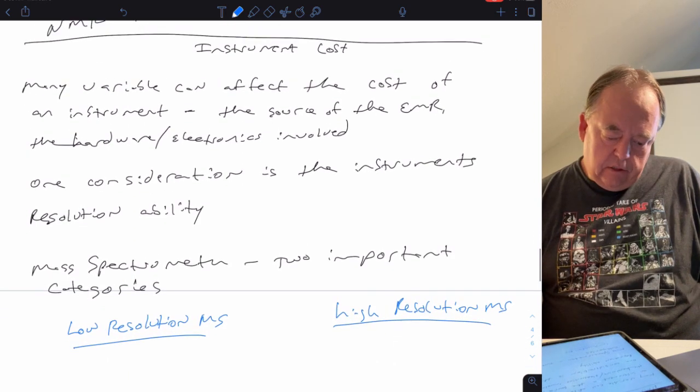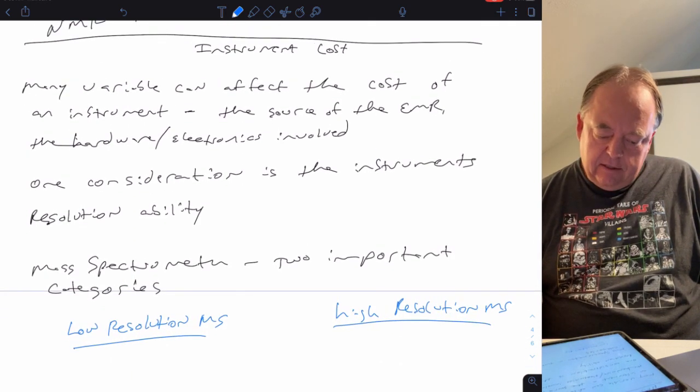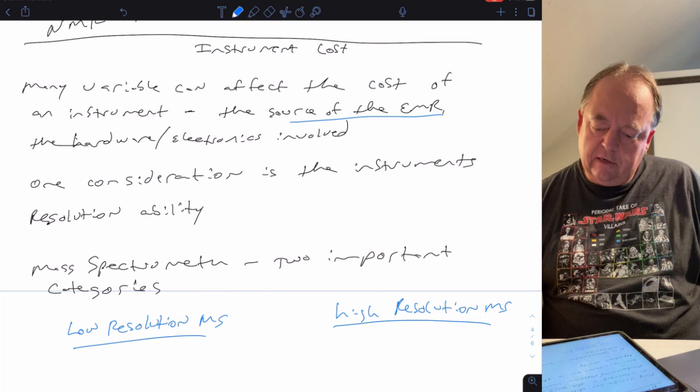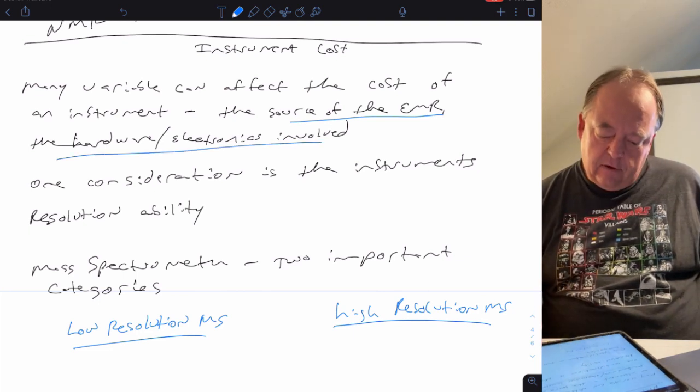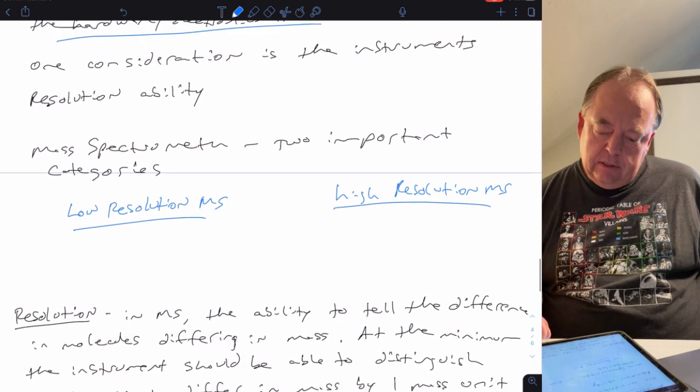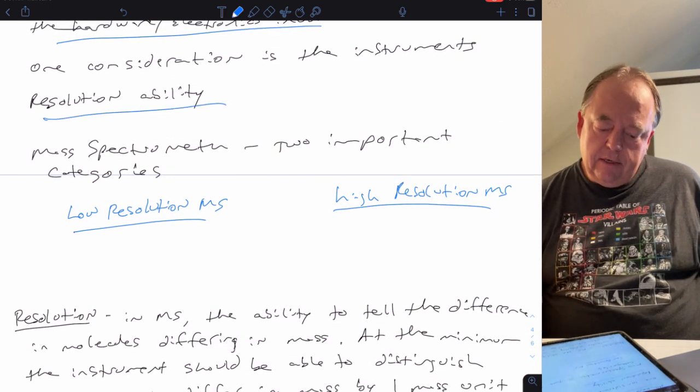Okay, so in terms of instrument cost, there are many variables that affect the cost of an instrument. Could be the source of the electromagnetic radiation. Some sources of energy are easier to produce than others. The hardware, the electronics involved. So one consideration is the instrument's resolution ability.